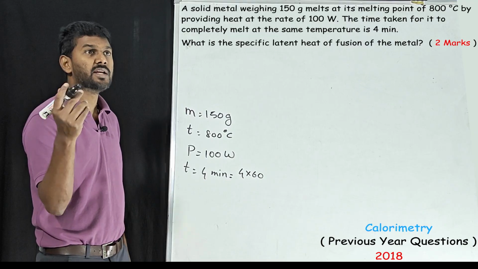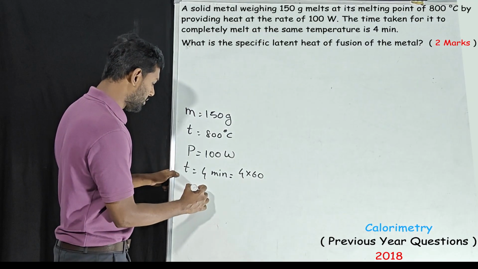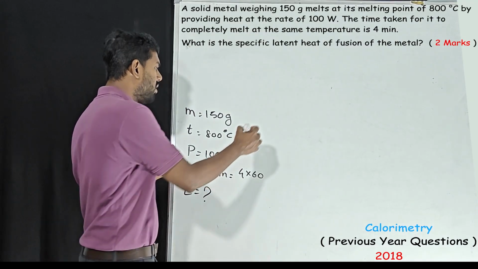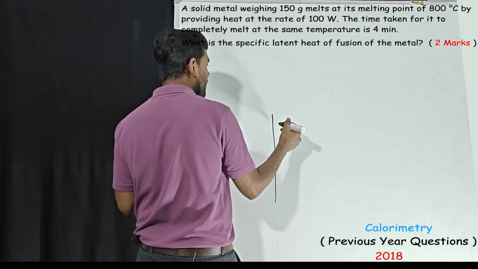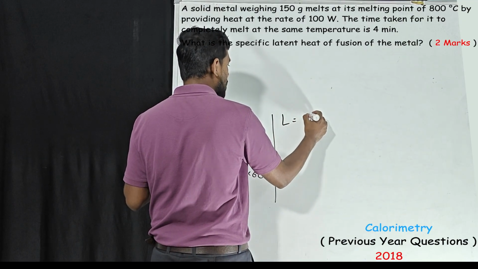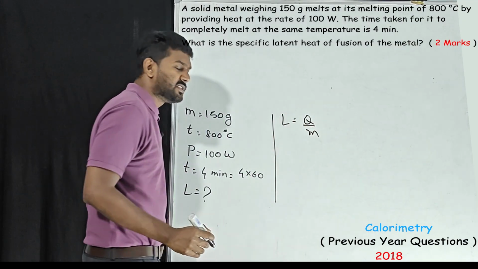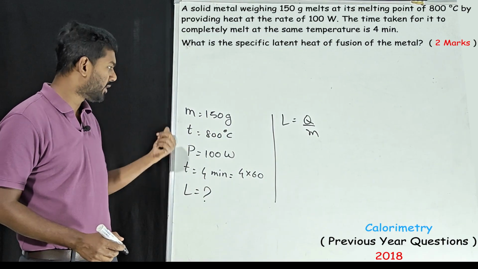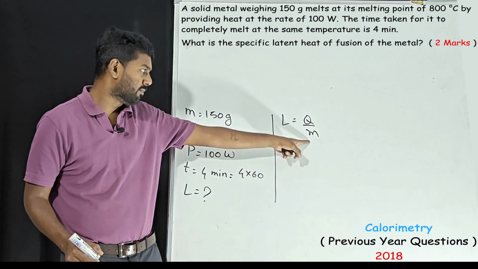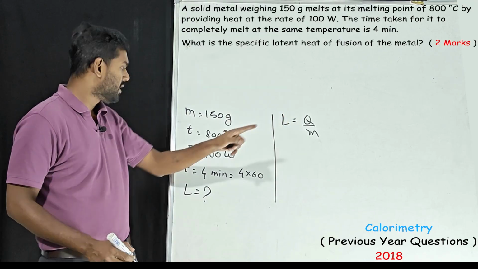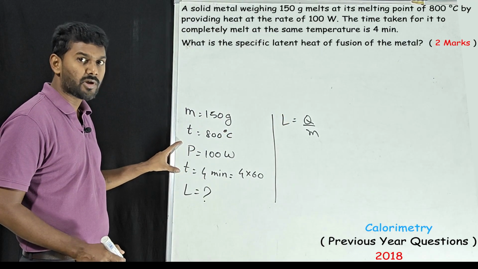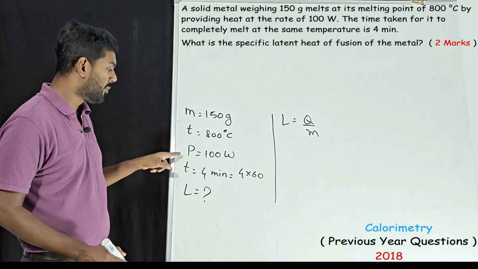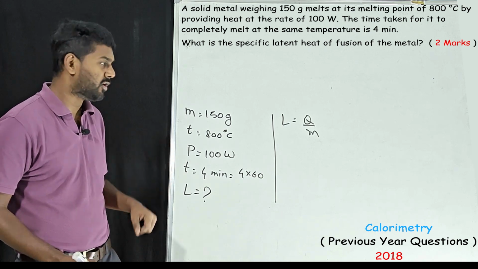What is the specific latent heat of fusion? So L we have to find. See, we know to find L, what is the main formula? L is equal to Q by m, correct? This is the formula we need to apply to get the answer. But we have m, we don't have Q. To find Q, we have learnt in the numericals, we can use P into T to find the Q.